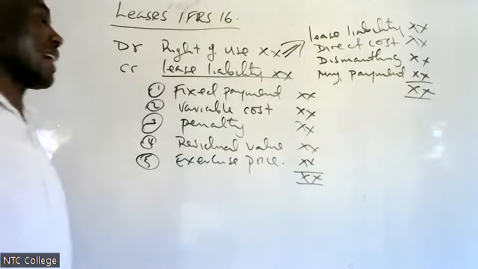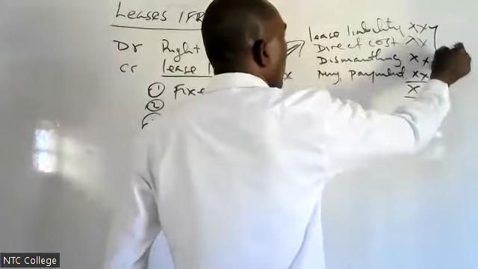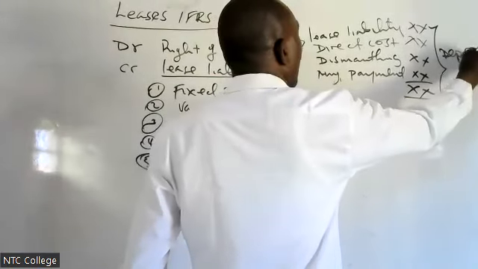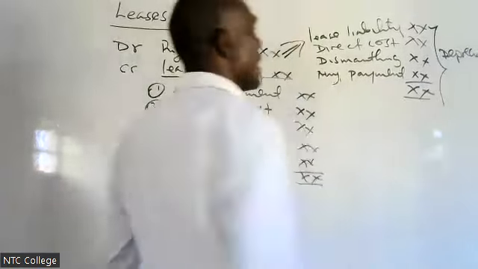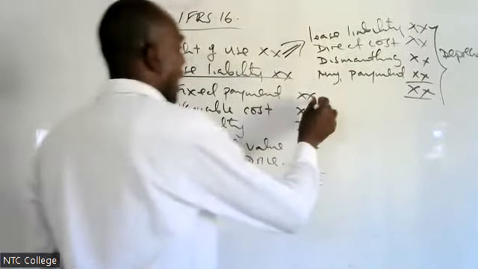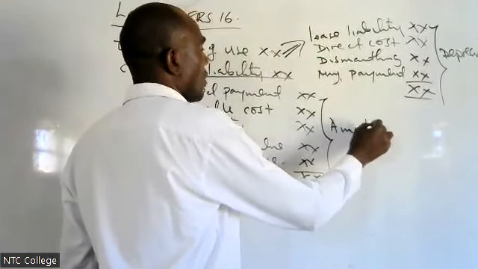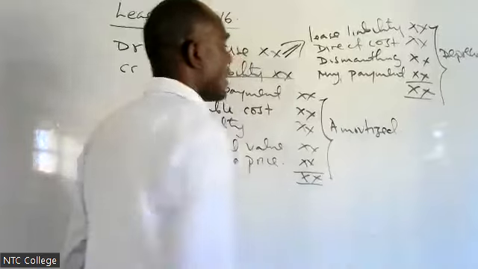On subsequent measurement, I say that the right of use will be depreciated. This amount will be depreciated on a straight line basis. Then the lease liability will be amortized.